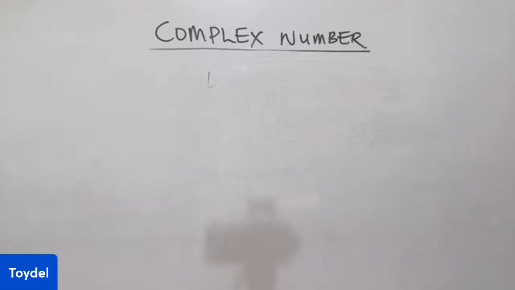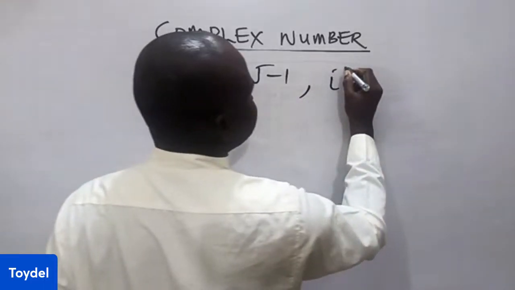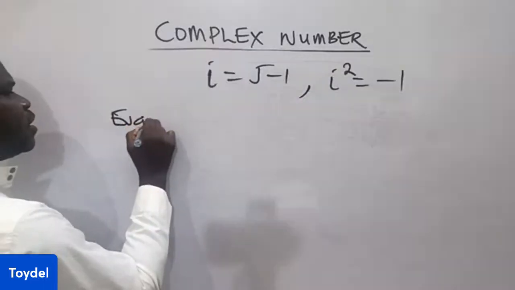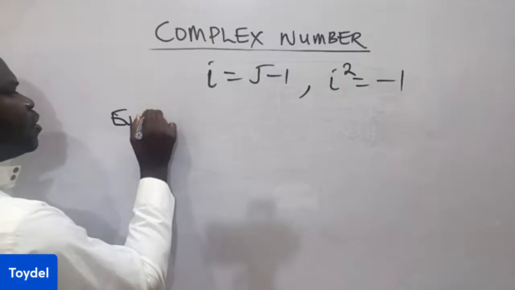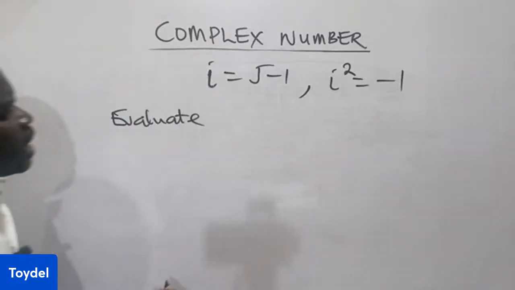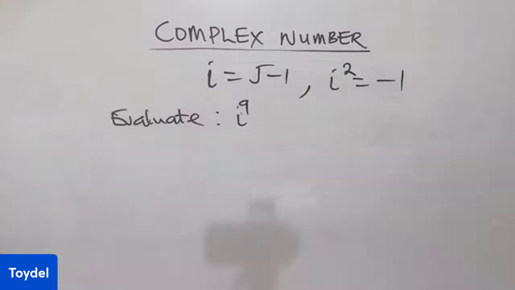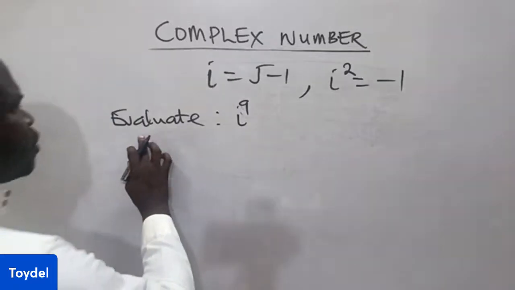So if i is equal to the square root of -1 and i squared is equal to -1, you can be asked to evaluate, in a multiple choice or objective question, i raised to power 9. The question can say evaluate i raised to power 9. So what do we do here? If you have to evaluate, you should find the value of i raised to power 9.